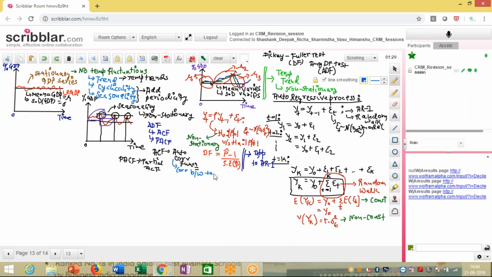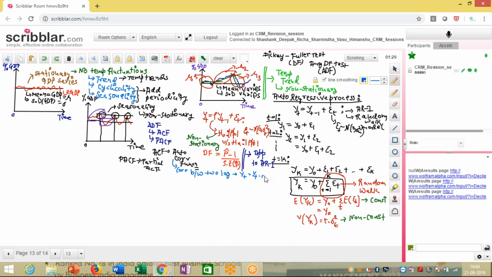Correlation between two lags, right? Now it can be between lag 1 and lag 2, lag 0 and lag 1, lag 0 and lag 2, lag 0 and lag 3, like this. So between two lags. Now which two lags? So it gives you, let's say, the correlation between yt and yt minus k.